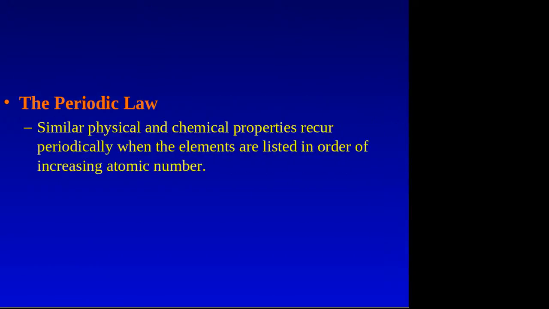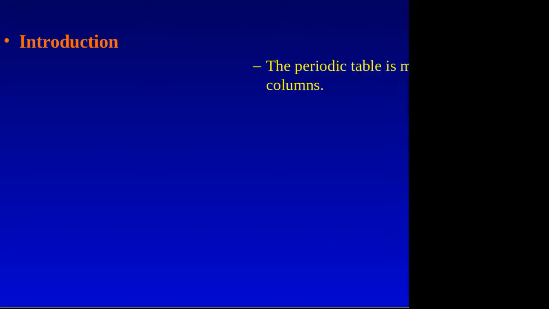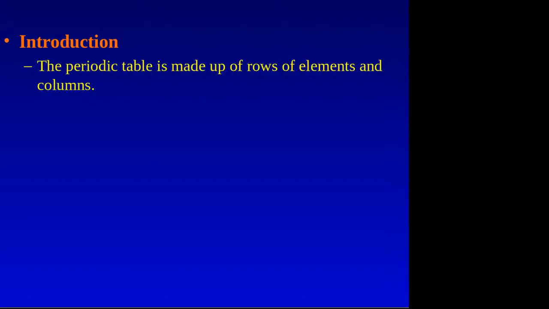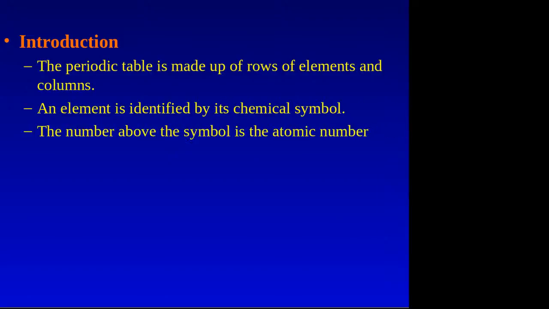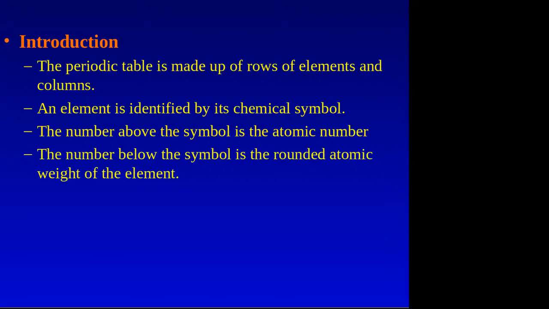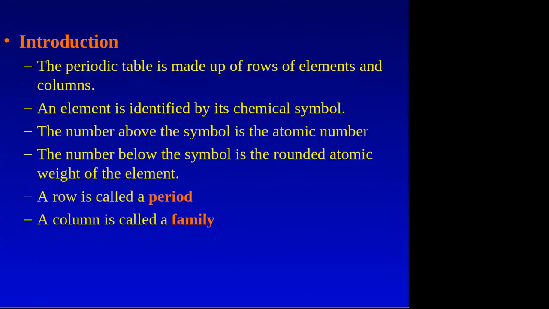And so the periodic law: similar physical and chemical properties reoccur periodically when the elements are listed in the order of increasing atomic number. And so the modern periodic table comes from that. It's made up of rows of elements and columns. Each element is identified by its chemical symbol, and the number above the symbol is its atomic number. The number below the symbol is its atomic weight. A row is called a period, and a column is called a family.